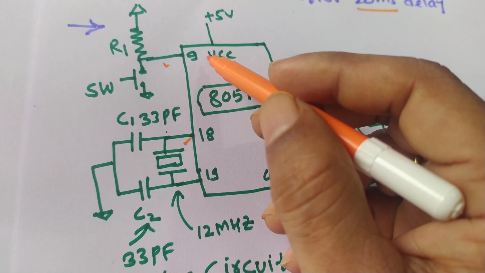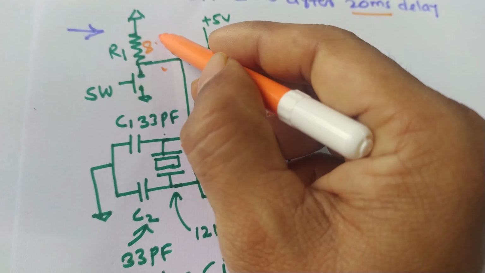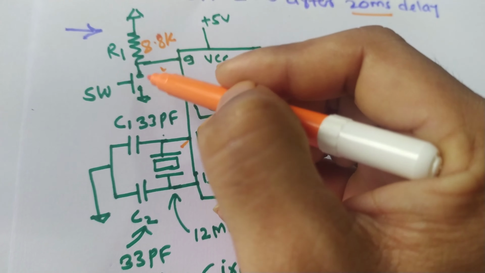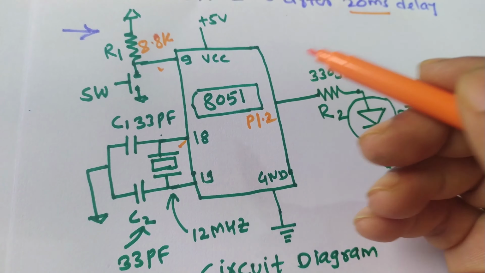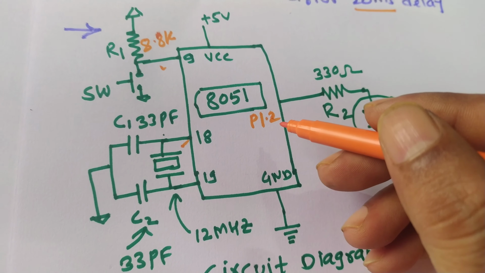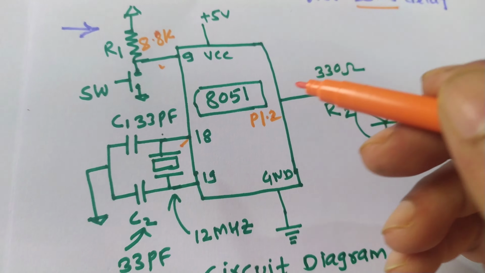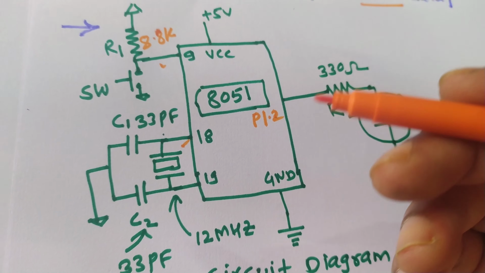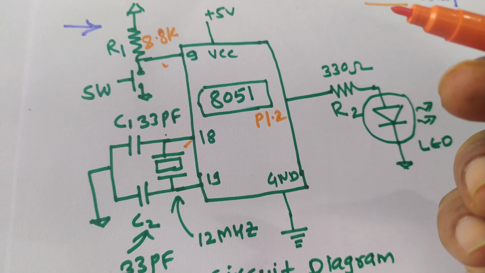The reset circuitry is at pin number 9, and here we have R1. R1 may be 8.8K or it may be 10K. Whenever you want to reset the microcontroller, just press the switch and the microcontroller will be reset. What do we mean by reset? What is the use of this switch? When we press this button, the microcontroller stops all activities and starts the program from the first memory location, that means location 00.